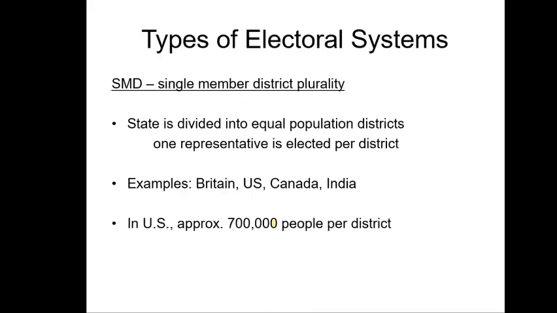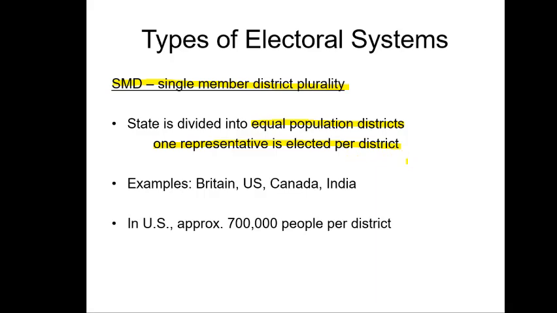Now let's talk about two basic types of electoral systems: the single member district system and the proportional representation system. The single member district system, SMD, sometimes called the single member district plurality. Talk about that in a second. What happens here is that the state is divided up into relatively equally populated districts. And what makes it a single member district is that one representative is elected per district.